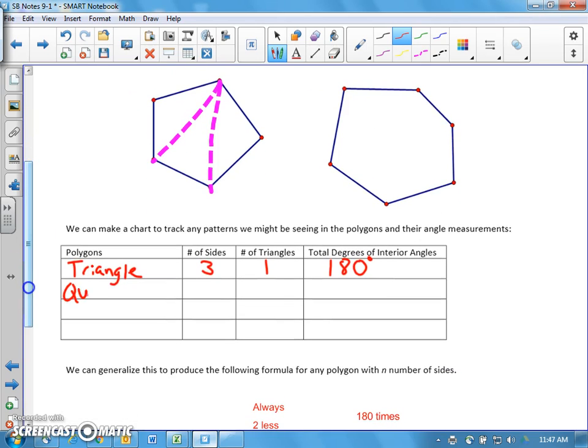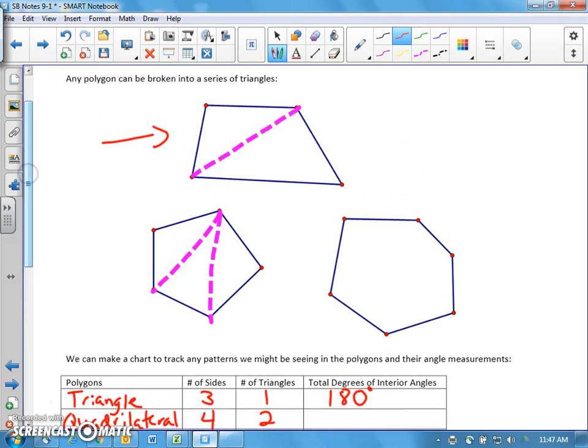So our quadrilateral has four sides and we got two triangles. Well, the total degrees of the interior, if we look at our triangles, I know that this one has 180 and I know that that one has 180 degrees. So in total we have 180 times 2, or 360 degrees.